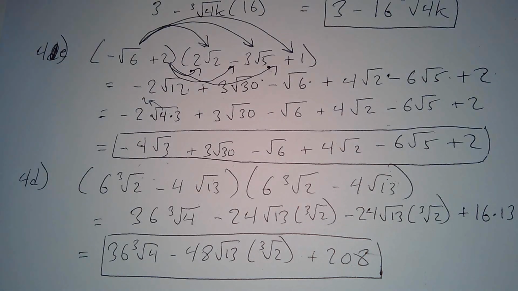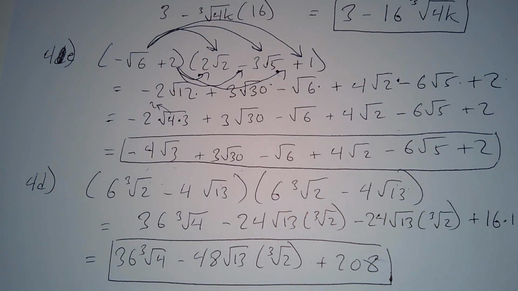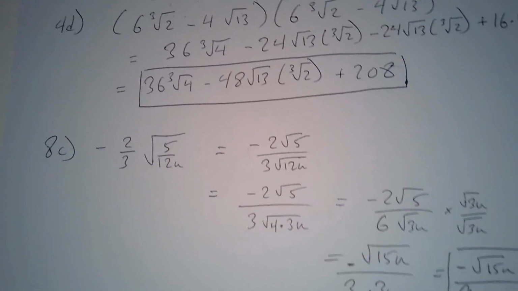Okay, then these were the multiplication type questions, and then we had questions having to do with rationalizing the denominator. So remember, rationalizing the denominator is when you're trying to remove a radical from the bottom. Okay, so the first one here.